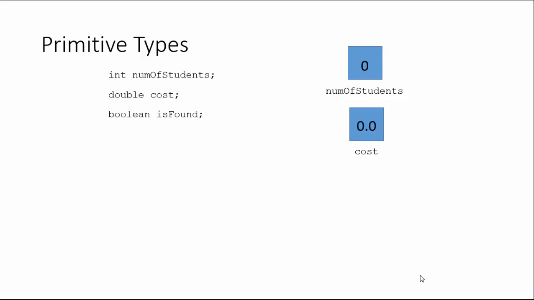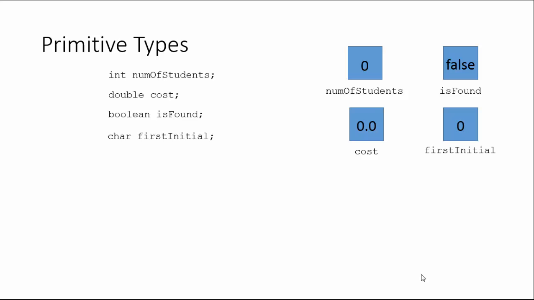In this statement, is found is the variable name and boolean is the type. Boolean values can either be true or false, and the default value is false. In this statement, first initial is the variable name and the type is char. Char is not tested on the AP exam, but you'll find it very useful throughout the course. Char type variables hold one character. The default value is 0. In this statement, we are going to take 3.45 and assign it to the variable cost.